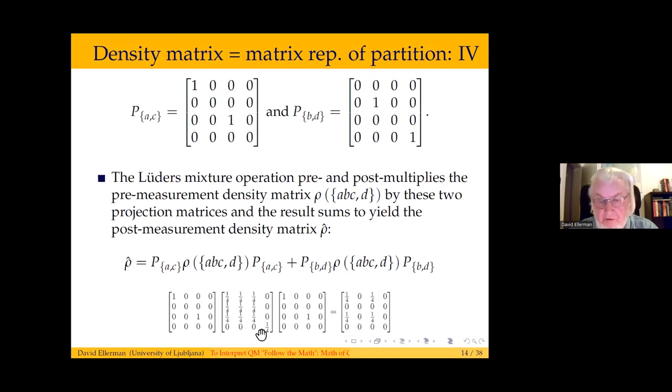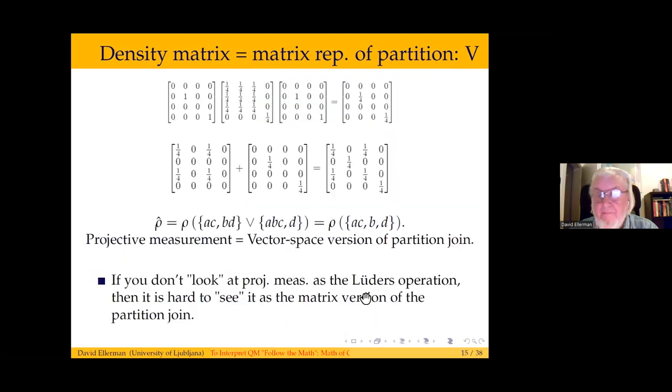So here's our starting matrix, and we're going to pre-multiply and post-multiply by the projection AC. We get this thing here. Then we do the same with the other projection, the BD projection. We get this thing here. We add these two together, and we get this. So this is the post-measurement density matrix by the Lüders mixture operation. And look at it, it is exactly the density matrix of the join of these two partitions.